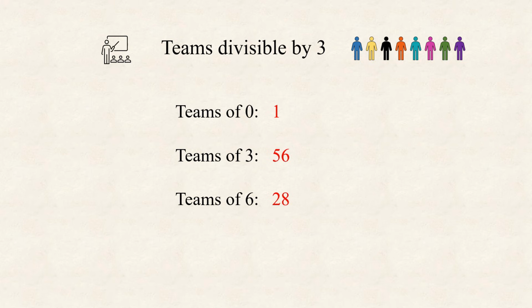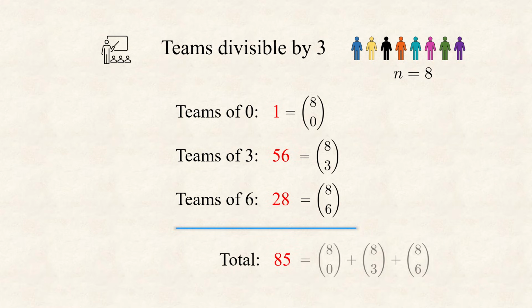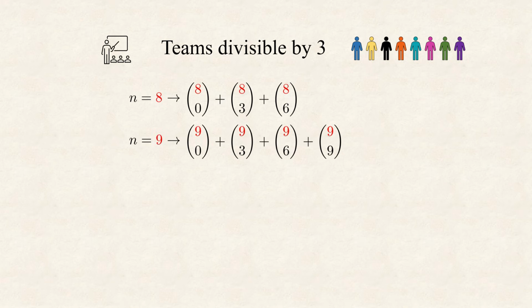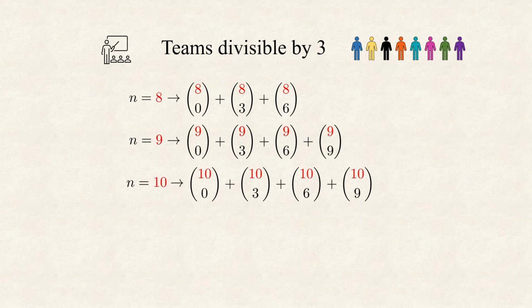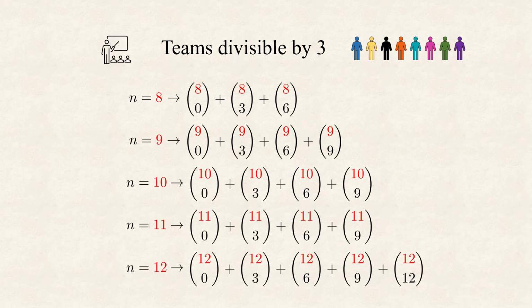Using these binomial coefficients, our problem can be rewritten. For instance, for n equals 8, these are now just the binomial coefficients 8 choose 0, 8 choose 3 and 8 choose 6. And we are interested in their sum, so choosing every team size divisible by 3. For 9 players, we will count the teams of 0, 3, 6 and 9 players. For 10 players to choose from, we will also count the teams of size 0, 3, 6 and 9. So in general, we compute the sum of all binomial coefficients such that the team size is divisible by 3 and does not exceed the total number of students. This has transformed the counting puzzle into a summation problem.